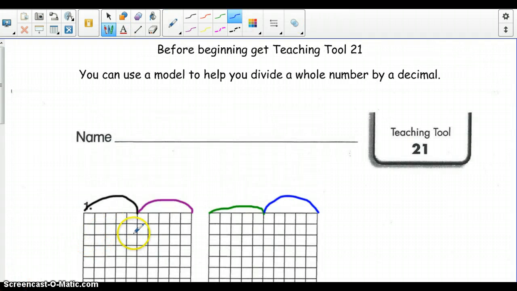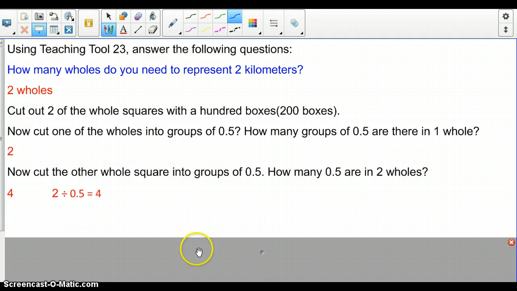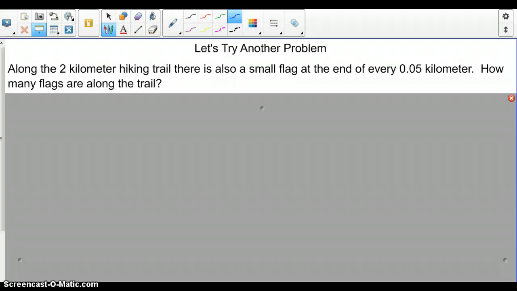Now, how many 5/10 are in a whole? This is a whole square, so I count 2 in each. Now, how many altogether in 2 whole squares? 1, 2, 3, 4 5/10. So 2 divided by 5/10 is 4. Let's try another problem. Along the 2-kilometer hiking trail, there's also a small flag at the end of every 5/100 kilometer. How many flags are along the trail?